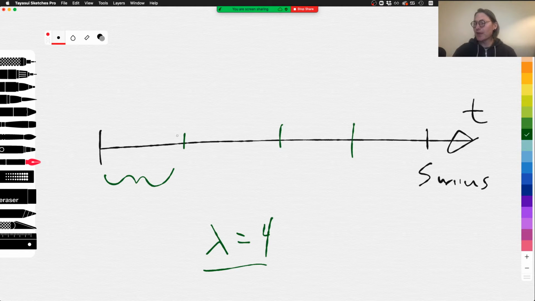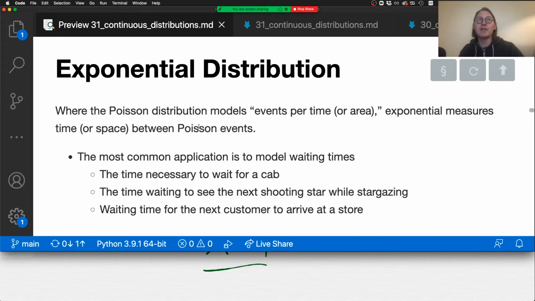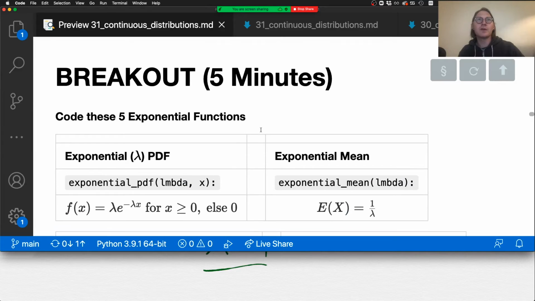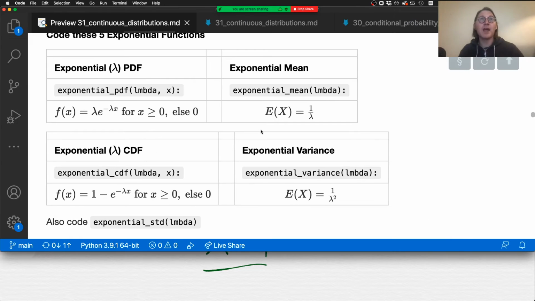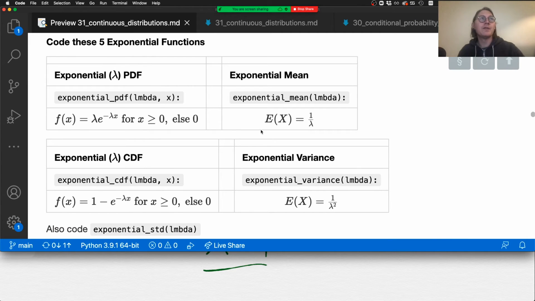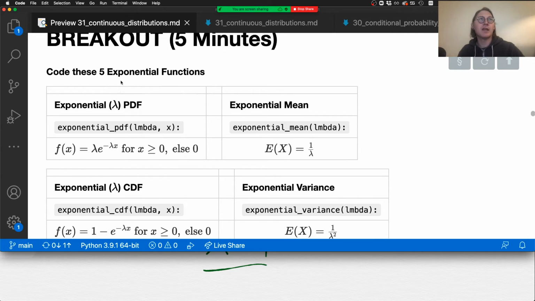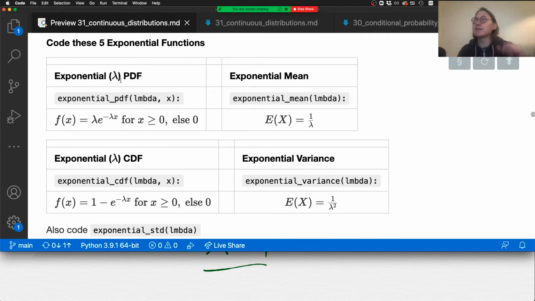It also turns out that the probability of waiting a certain amount of time is going to follow an exponential distribution. If you're thinking about the Poisson PMF, you can kind of see very clearly the relationship between the Exponential PDF and the Poisson PMF. So we're going to have a breakout. I'm going to have you code up these 5 exponential functions. And we'll do 5 minutes on that. I think that makes sense.